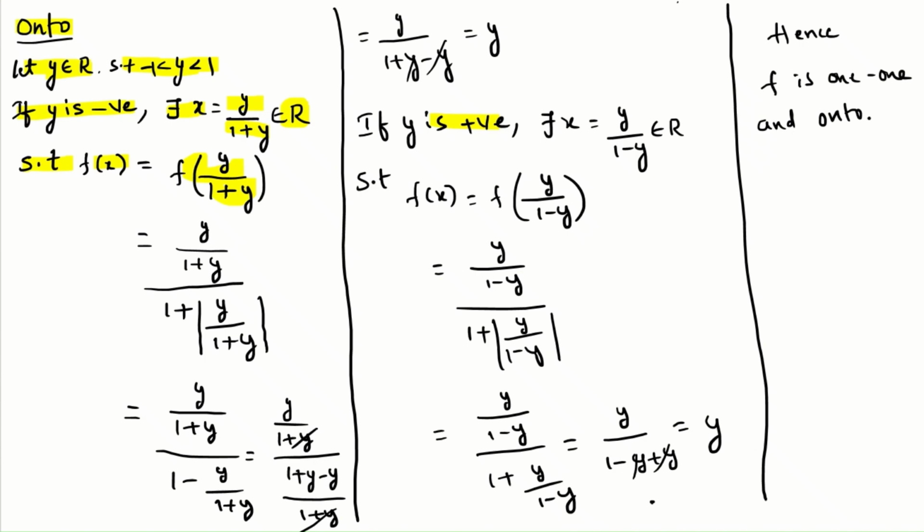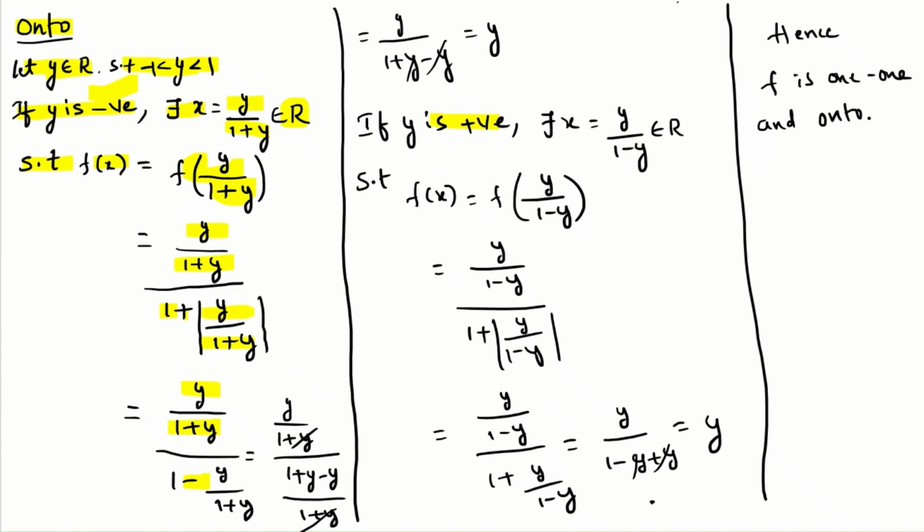Then what will happen? The function is x by 1 plus mod x. In the place of x, I'm going to substitute y by 1 plus y, divided by 1 plus mod y by 1 plus y. In this case y is negative, so the mod becomes minus, because y is negative. Therefore, it is y by 1 plus y divided by 1 minus y by 1 plus y.